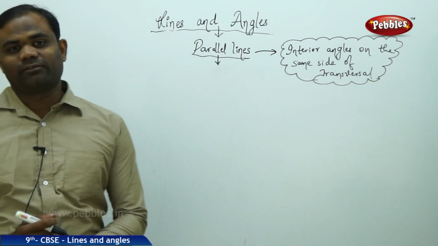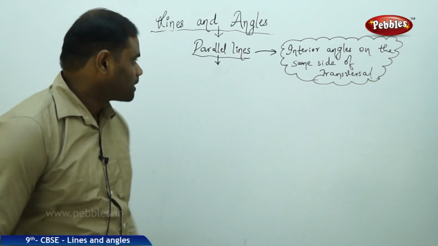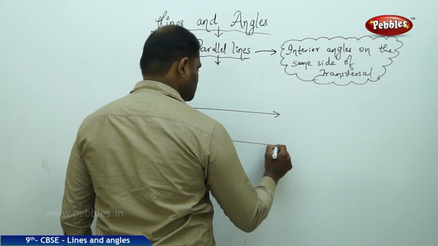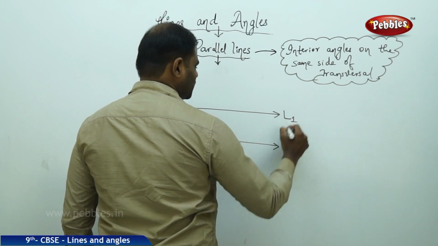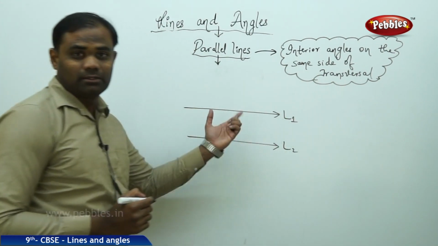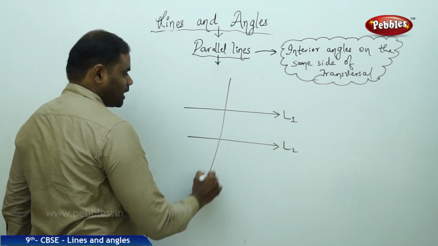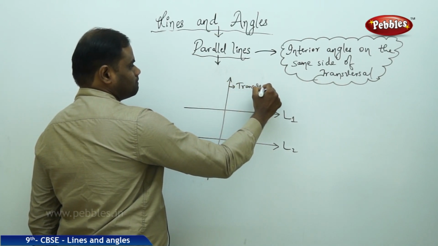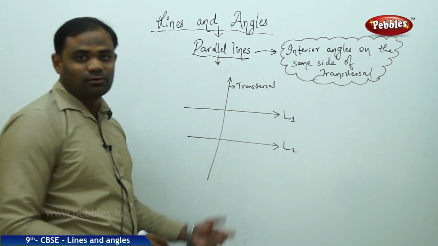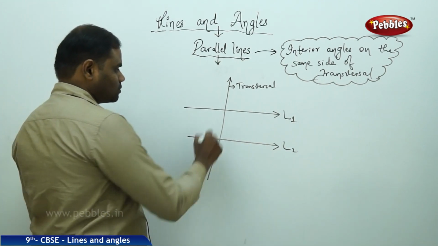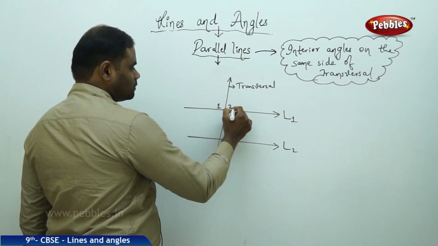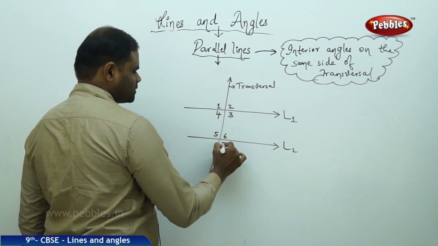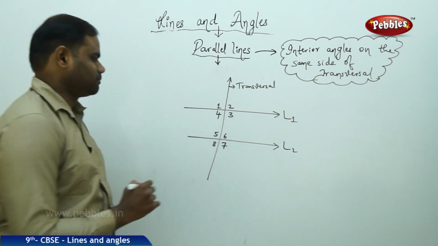On the same side of transversal. So imagine I have two lines L1 and L2 which are parallel to each other. I have a transversal which makes four angles with L1 and L2. Angle 1, 2, 3, 4, 5, 6, 7 and 8.